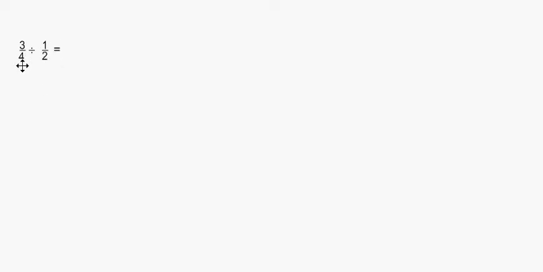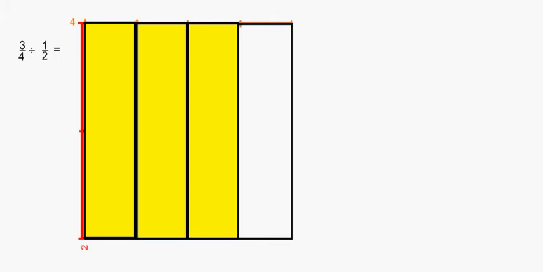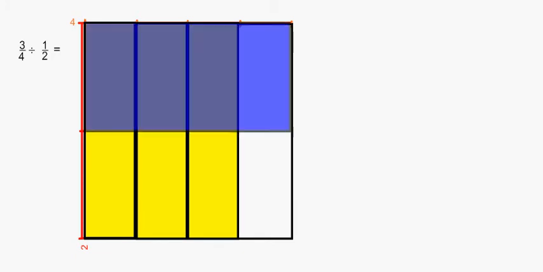So I know my answer is going to be greater than 3/4, and I also know it's going to be greater than 1. Let's take a look at what my picture might look like. So I start off with my 3/4 being shaded in. That's my first number, so I shade it in vertically. I always start my first number off vertically. So I've got my 3/4 shaded in, and now I want to find out how many halves I can make out of that. So I'm going to shade in my 1/2.